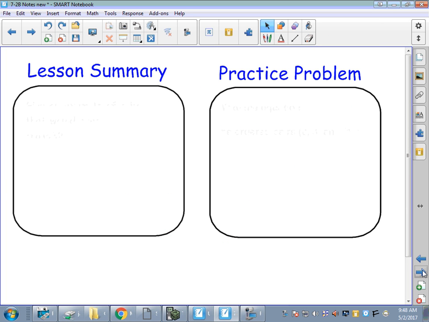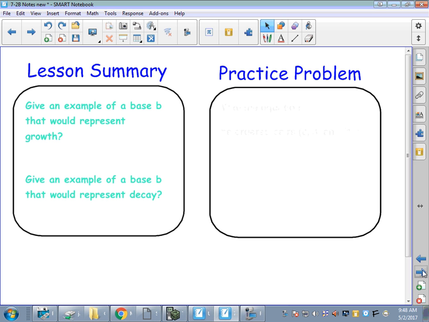So your lesson summary, I need you guys to give me an example of a base value that would represent growth, and then give me one that would represent decay. And then I want you to write the exponential equation of the function that goes through those 2 points. Good luck.